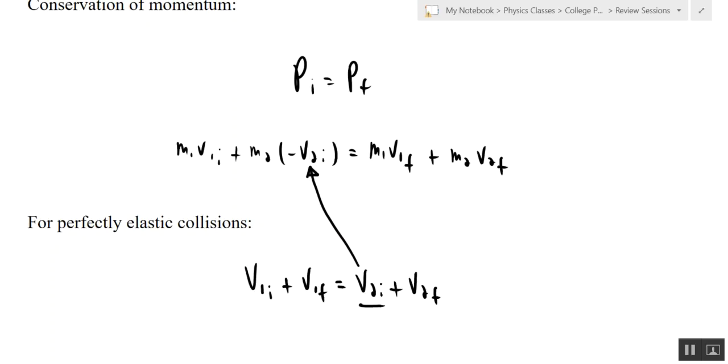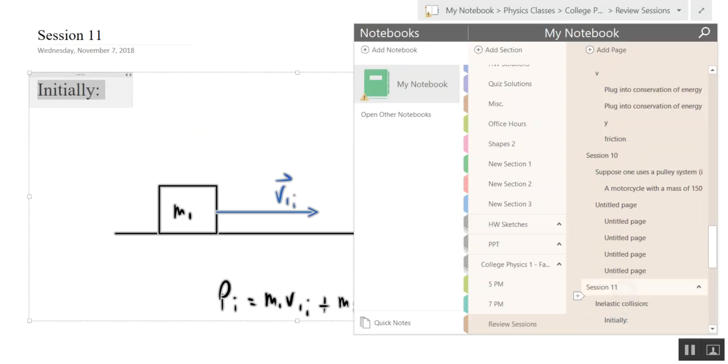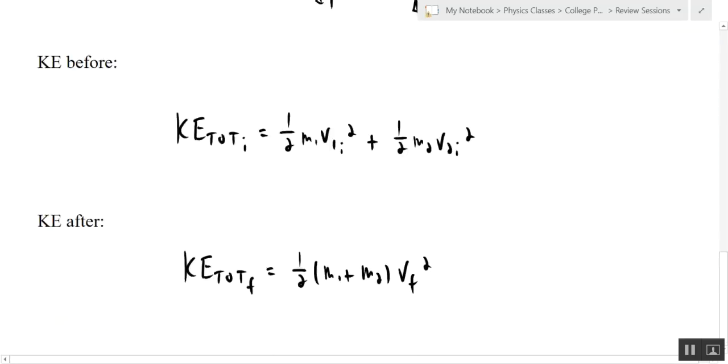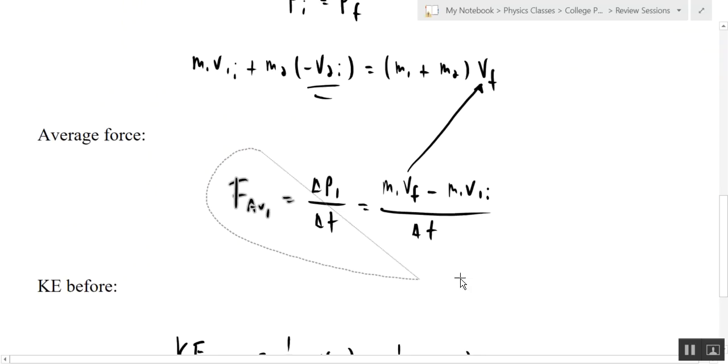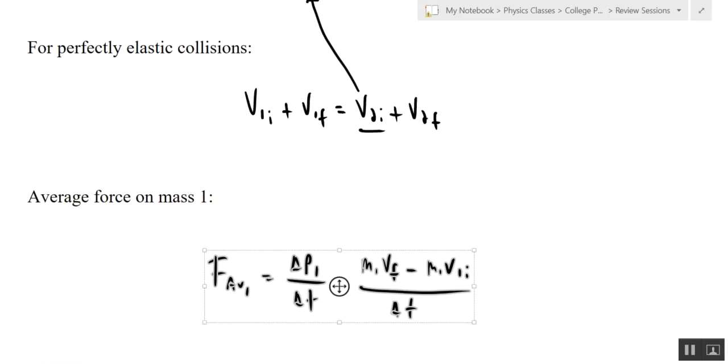Now the question is, what is the average, the magnitude, just how much the average force is, I don't care about the direction, on mass 1. So once again, how do you find the average force? Just like we did in question 1, it's the same thing. What's delta P1 over delta t? It's the same thing, so we can just copy that. Remember in question 1, we used this equation to find something. But here we're going to actually use it to calculate the average force.